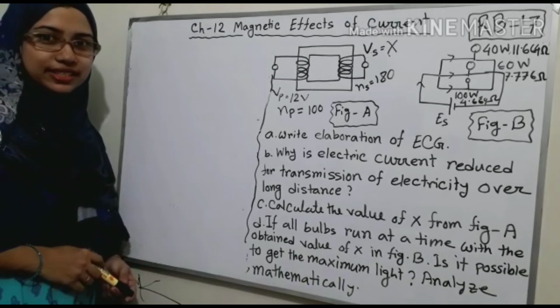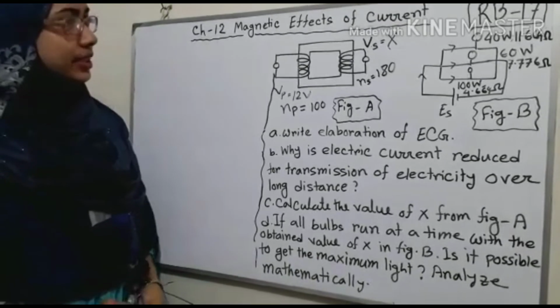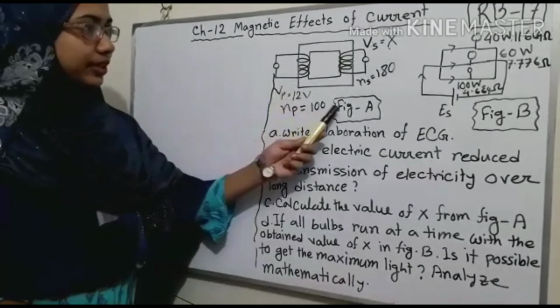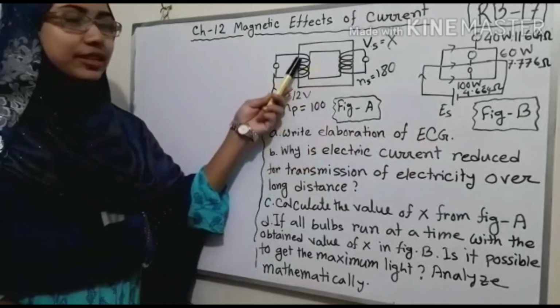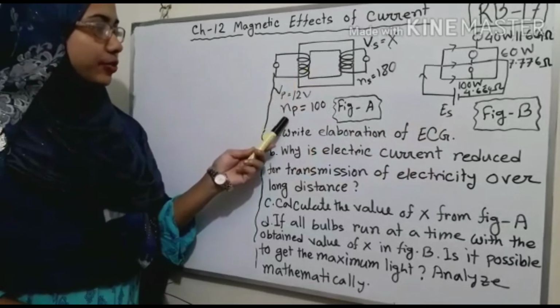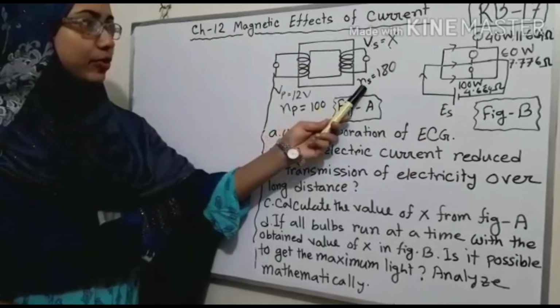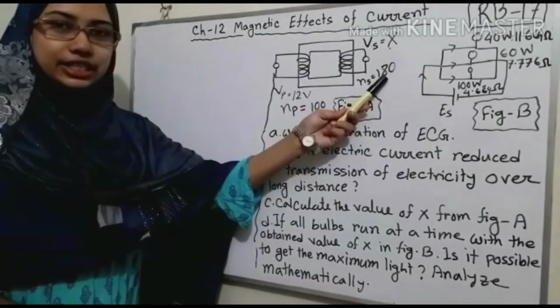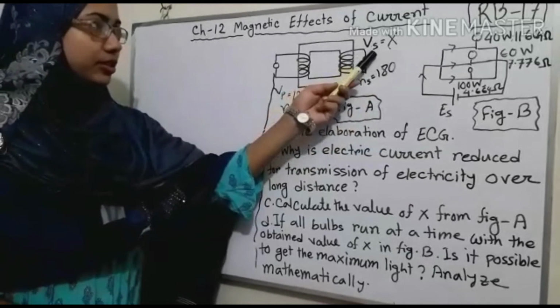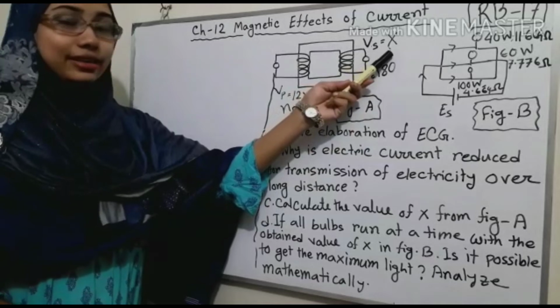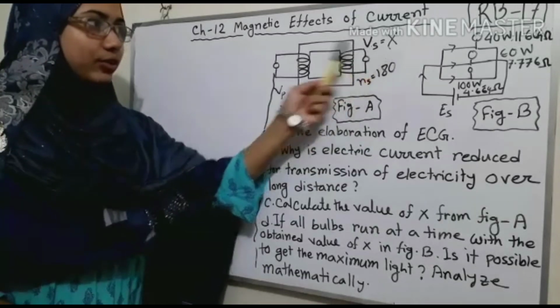Chapter 2017. Here we can see that there are two figures available, figure A and figure B. In figure A, there is a transformer where the number of turns for the primary coil is 100 and the number of turns for the secondary coil is 180. The potential for the primary coil is 12 volt and the potential for the secondary coil is X. That means somewhere we have to find this out.